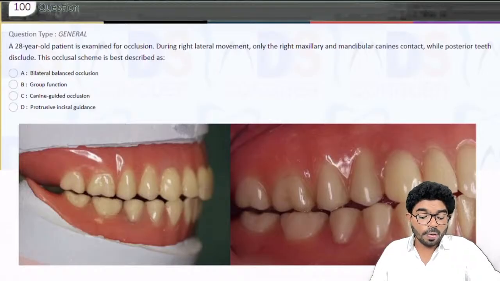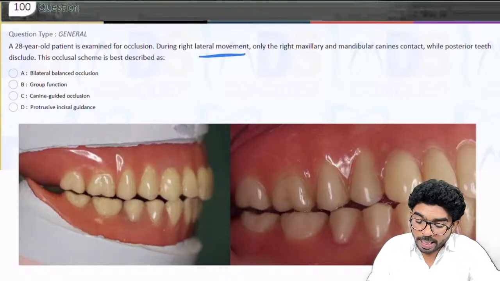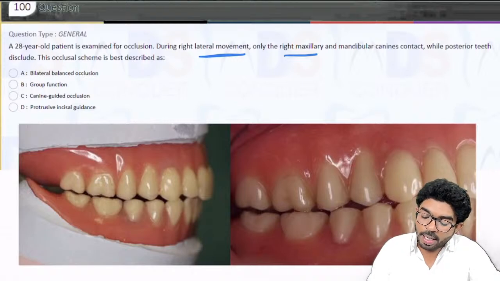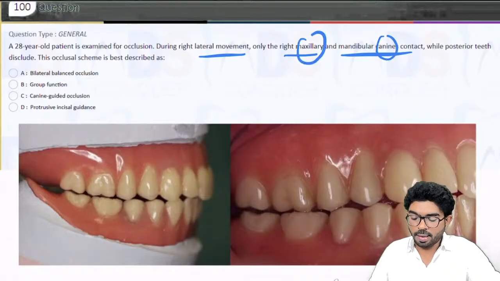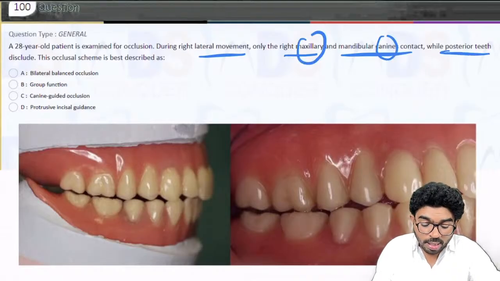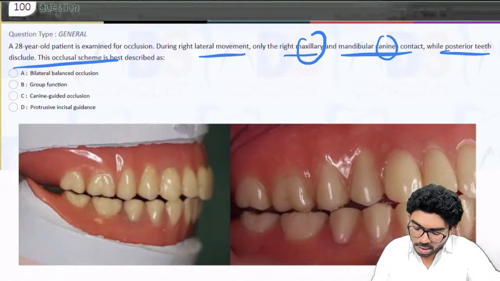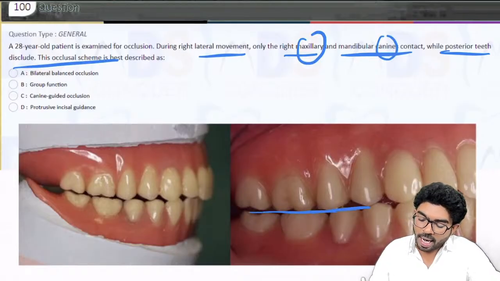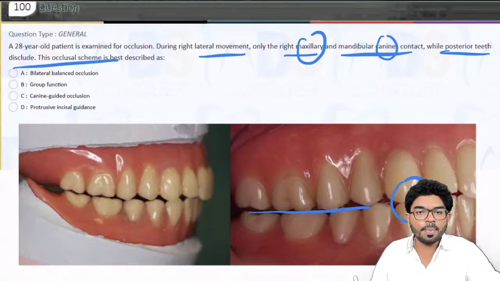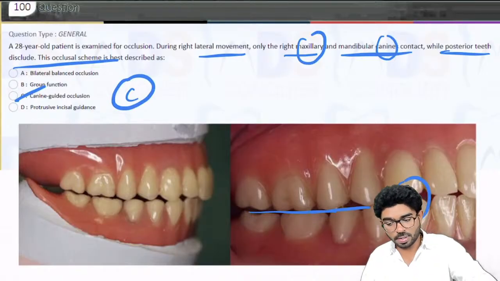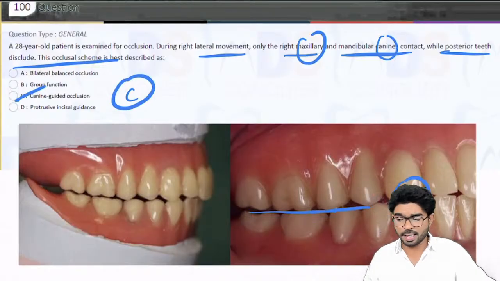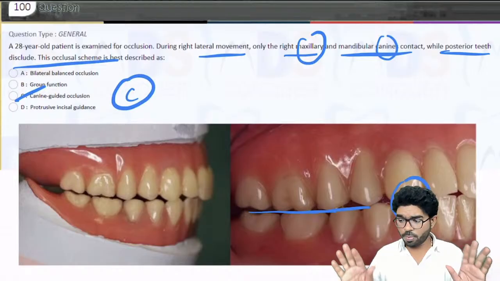Coming to the last question of today's discussion. A 28-year-old patient is examined for occlusion during lateral movements, only on the right maxillary and mandibular canine. So on the right side, your maxillary and mandibular canines are in contact, whereas the other posterior teeth are disoccluded. There is no contact in the posterior teeth, but the anterior canines are in contact. This is called canine guided occlusion, which we have discussed in the video.